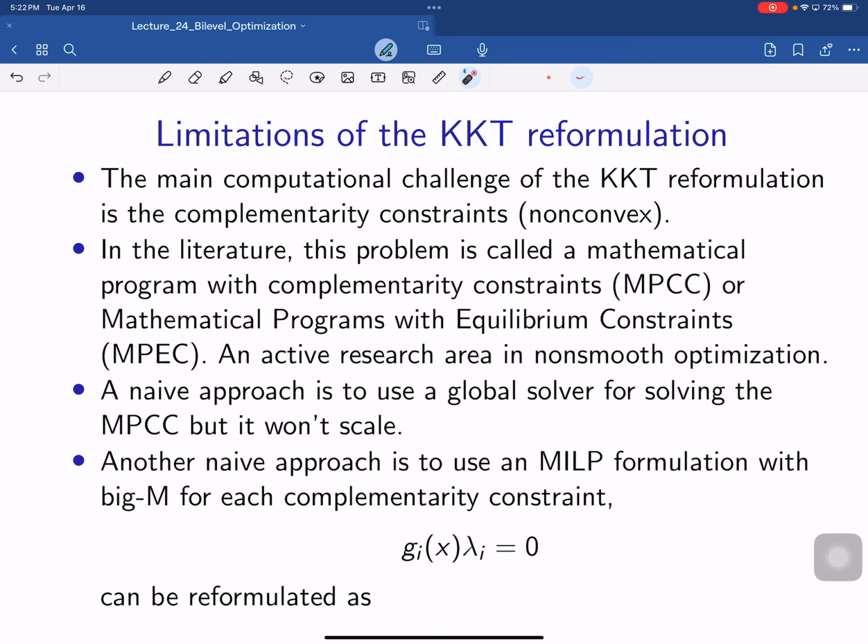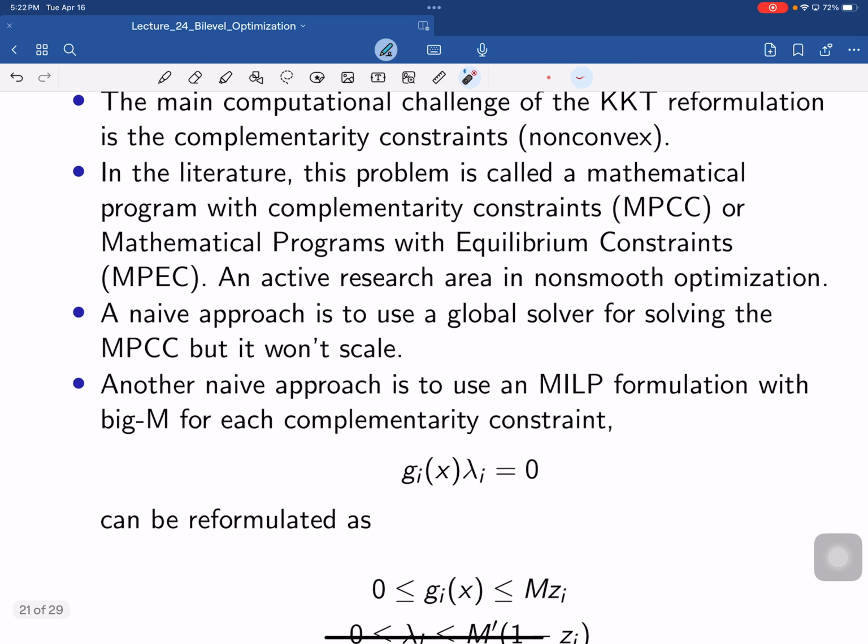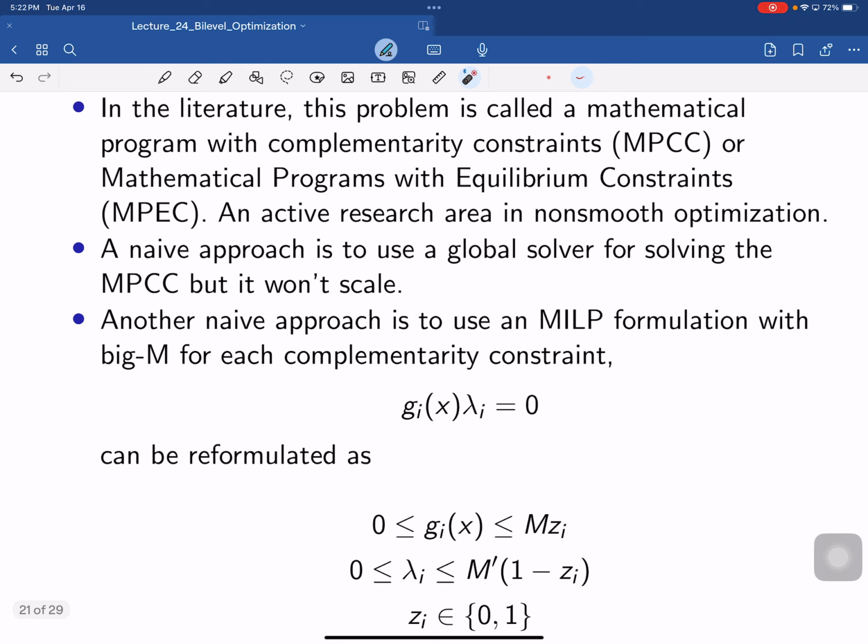One of the naive approaches is to just use a global solver. Right? So now if you have an LP, you have a bilinear term, not a big problem. You use a solver like Gurobi, it will handle those bilinear terms for you. Right? Use McCormick envelopes, SDP relaxations and so forth. But of course, using a global solver can be very expensive. You have to do things like spatial branch and bound on those bilinear terms. And another very naive approach is to reformulate this complementarity condition using big M type of constraints.